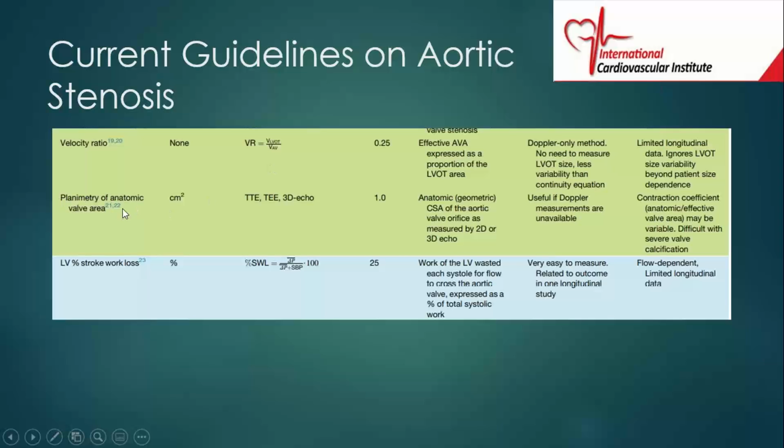You can do planimetry of the aortic valve area, transthoracic, but it is more accurate if you do it with transesophageal echo. The problem though is that when you do planimetry of the aortic valve, you get what we call an anatomic area.